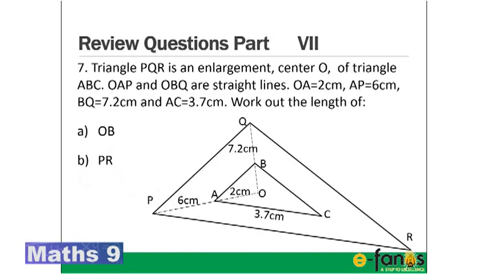7. Triangle PQR is an enlargement with centre O of triangle ABC. OAP and OBQ are straight lines. OA is 2, AP is 6, BQ is 7.2, and AC is 3.7. Work out the length of OB and PR. Pause the video whilst you work them out. Here are the answers. OB is 2.4 centimeters and PR is 14.8 centimeters.